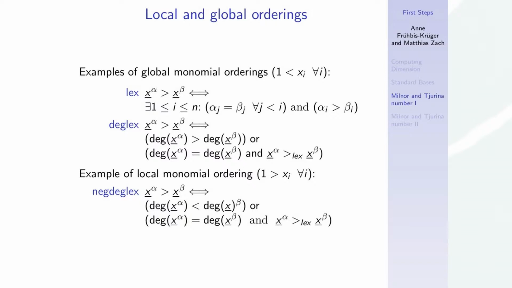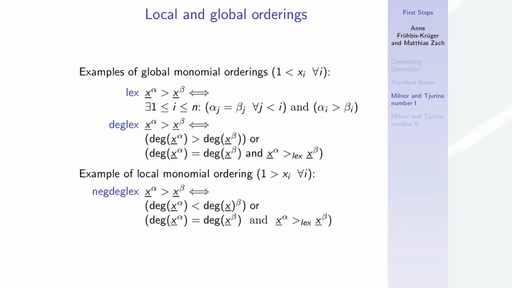Now, if we go to local monomial orderings, I just have one example here. Negative degree lexicographical ordering. Here, it's basically the same as above, except that the monomial of lower degree wins. And there's something wrong with the brackets. I have to clean that up later on. In any case, if the degree of x to the beta is larger than the degree of x to the alpha, then x to the alpha will win.